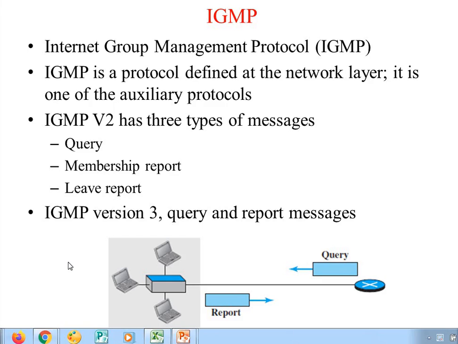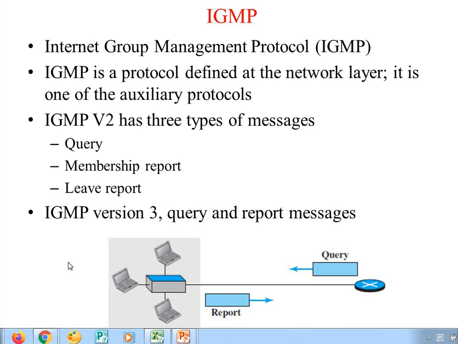So today we are going to see one more protocol that is associated with the network layer in TCP/IP, and that is called IGMP, Internet Group Management Protocol. IGMP is defined at the network layer, and it is one of the auxiliary protocols. It is a supportive protocol.